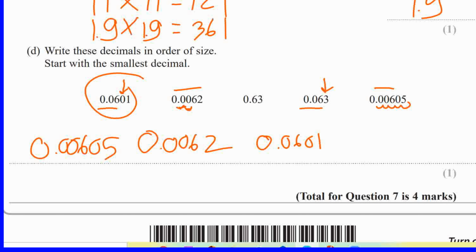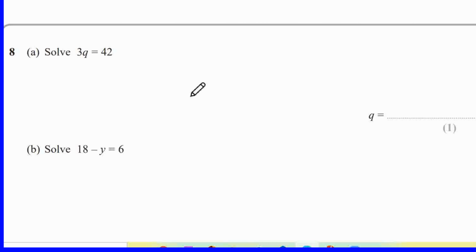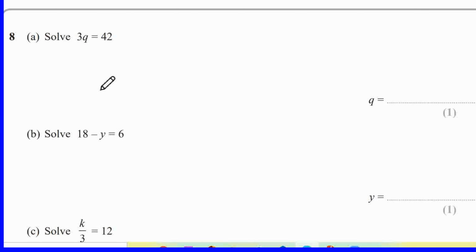0.0601, and then this one, and last one is 0.63. So start from 20 before 6, 20 before 6, 10 before 6, 10 before 6, and straight away with 6. Okay, now we can see number 8, solve 3q equals 2 2v2.